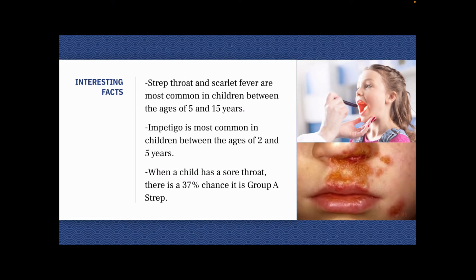Interesting facts. Anyone can get a group A strep infection, but some infections are more common in certain age groups. Strep throat and scarlet fever are most common in children between the ages of 5 and 15 years. Impetigo, a skin infection caused by Streptococcus pyogenes, is most common in children between the ages of 2 and 5. When a child has a sore throat, there's a 37% chance it has group A strep.